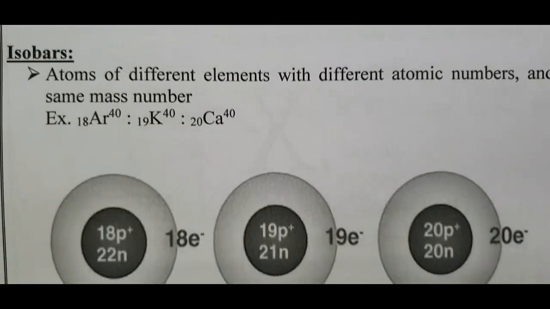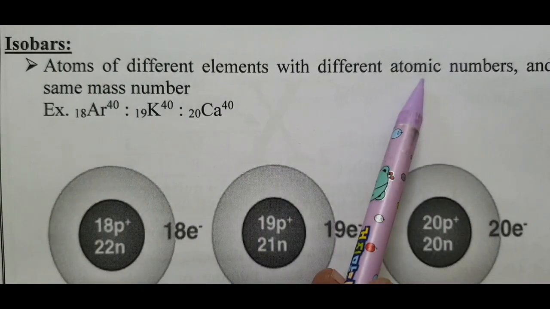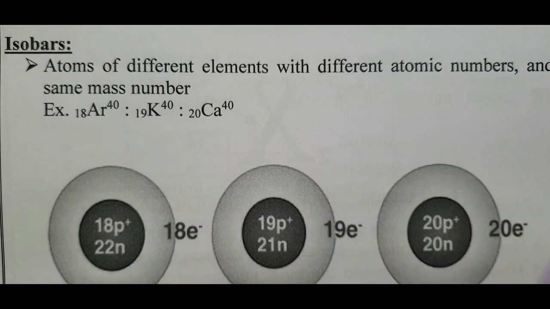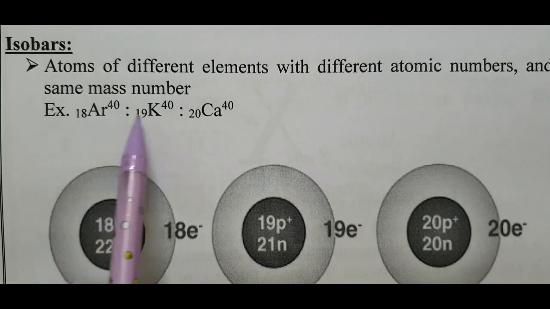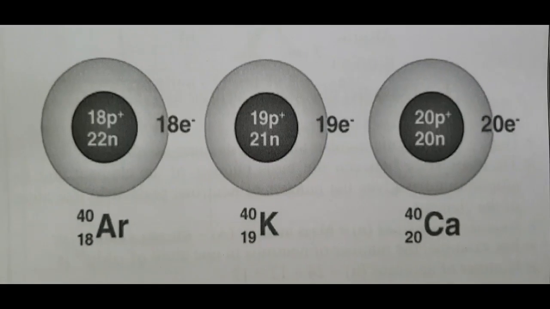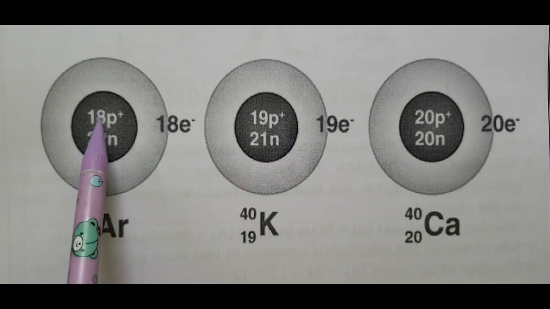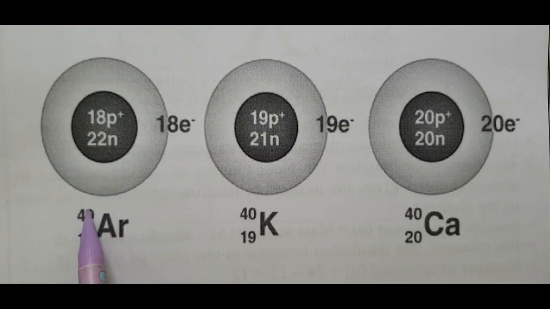What are isobars? Atoms of different elements with different atomic numbers and the same mass number, opposite to isotopes. Argon has atomic number 18, potassium 19, calcium 20, but they have the same mass number, 40, 40, 40. For argon, from the atomic number we can write that the number of electrons and protons are the same. Number of neutrons: 40 minus 18 equals 22.